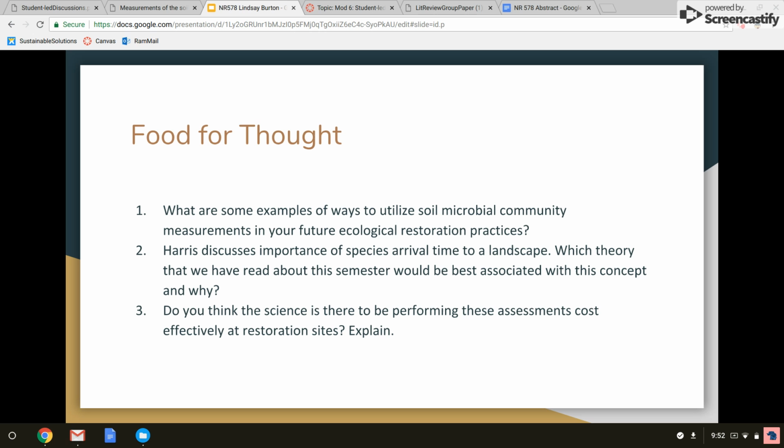The second is that Harris discusses the importance of species arrival time to a landscape. Which theory that we have read about this semester would be best associated with this concept and why?